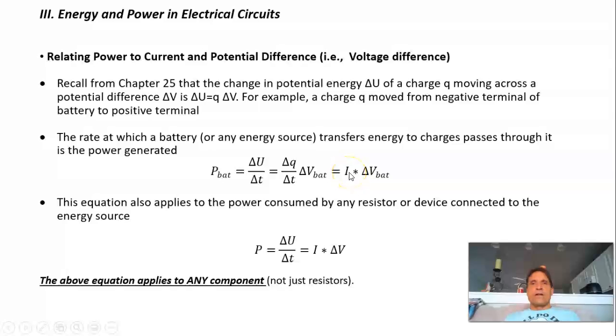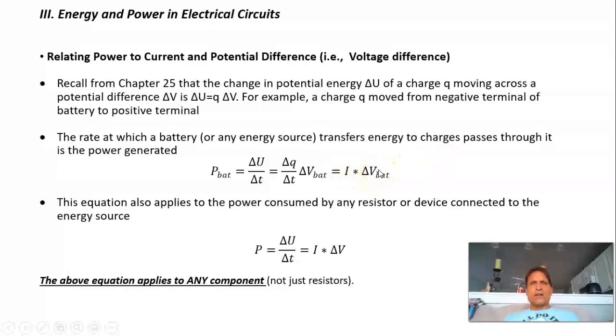The current depends on the resistance of the elements connected to the battery, for example, the resistors. So a battery is not guaranteed to supply a certain current. The current depends on what's connected to it, okay? If you have a high resistance connected to the battery, it will supply less current than a low resistance load connected to the battery. So in other words, I depends on what's connected to the battery. Delta V is a property of the battery itself.